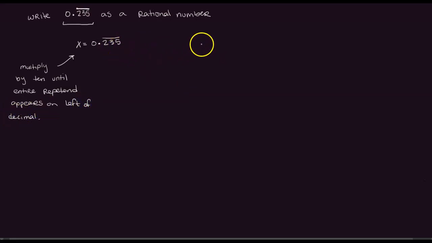So in this case, if I did 0.235235 and I just multiplied it by 10, that would move my decimal once. That would look like 2.35235 repeating. So one factor of 10 isn't going to cut it.